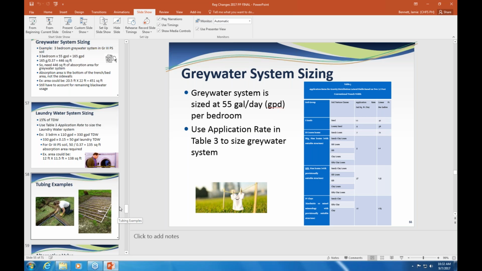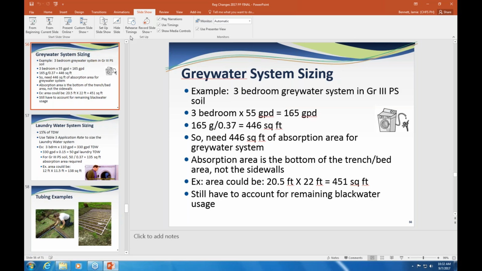All right, here's your example. 3-bedroom gray water system in a group 3 provisionally suitable soil. 3 bedrooms. What? Oh, I skipped one. My bad. All right, the correct slide should be up.